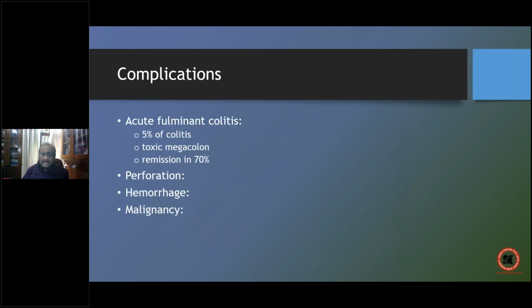Now, coming to the complications of ulcerative colitis, acute fulminant colitis is a dreaded complication. Fortunately, it occurs only in 5% of colitis, in the form of toxic megacolon, and remission, fortunately, is again common in 70%, spontaneously or induced. Perforation can occur, hemorrhage can occur, malignancy can occur.